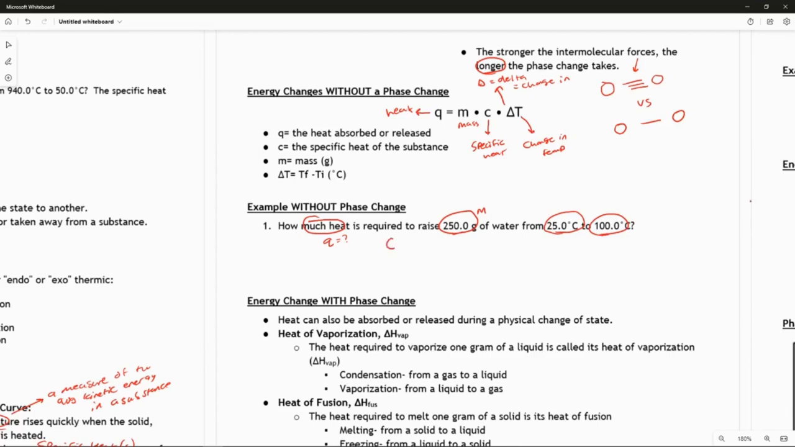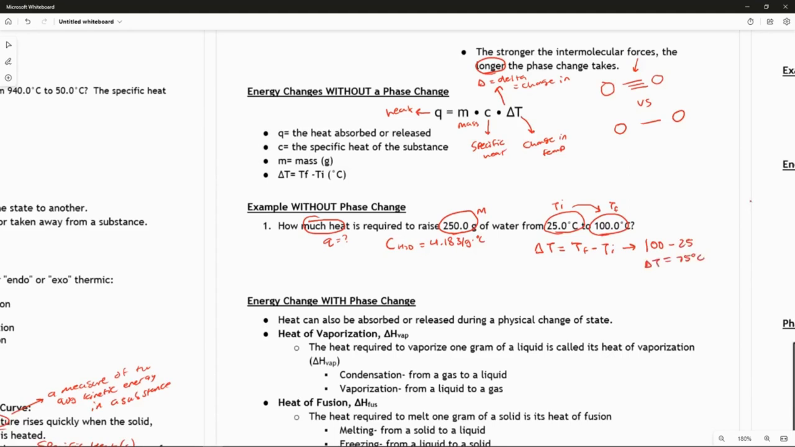You have m, you know the C value of H2O, the specific heat of H2O is 4.18 joules per gram times degrees Celsius. And you know that you have two temperature values. Now, you have to calculate delta T. Delta T is the change in temperature, which is temperature final minus temperature initial. In this scenario, you're going from 25 degrees Celsius to 100 degrees Celsius. So this is your temperature initial, this is your temperature final, because that's 100 degrees is where you end. So 100 minus 25 equals 75 degrees Celsius for delta T.